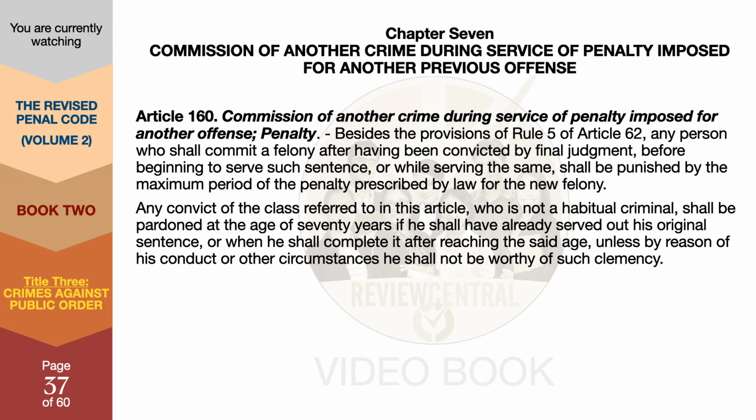Any convict of the class referred to in this article, who is not a habitual criminal, shall be pardoned at the age of 70 years if he shall have already served out his original sentence, or when he shall complete it after reaching the said age, unless by reason of his conduct or other circumstances he shall not be worthy of such clemency.